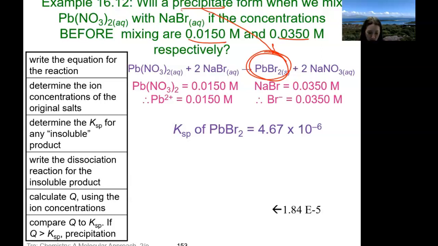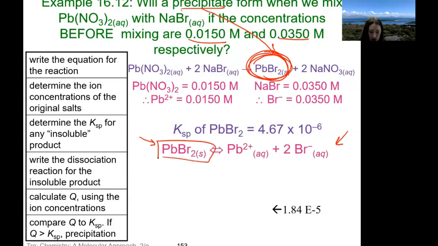Lead 2 bromide. So the overall equation is what leads to this. So this is the equation we're talking about, right? Because we want to know if we're going to get a solid. So when we do our Q, Q is just going to be Pb2 plus times Br minus squared, right? Remember, when we do Q or K, products raised to the coefficient over reactants. Reactant is a solid, so we don't put it in.